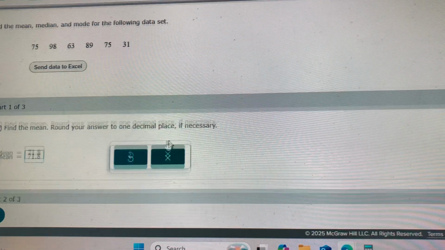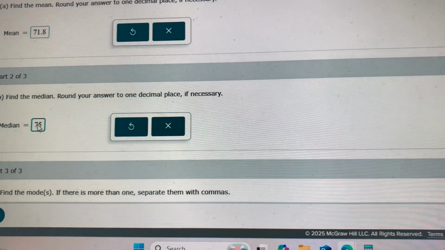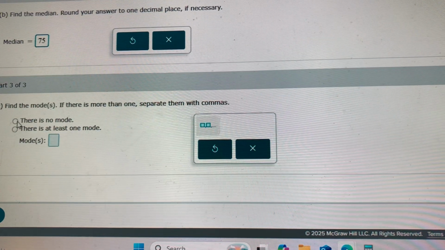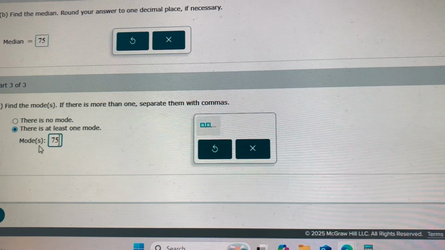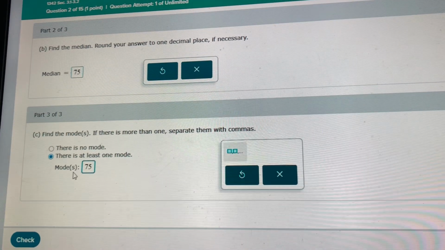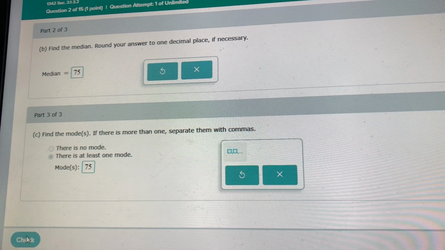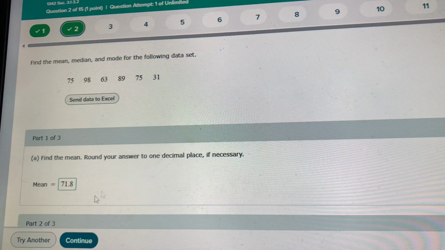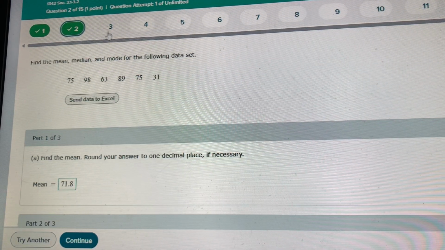So both the median and the mode were 75. So you can say there is no mode or there's at least one mode, and then this says mode or modes, plural, because they don't want to give away how many there might be. And that is also 75. So now all those are correct, and I got the green check at the top.